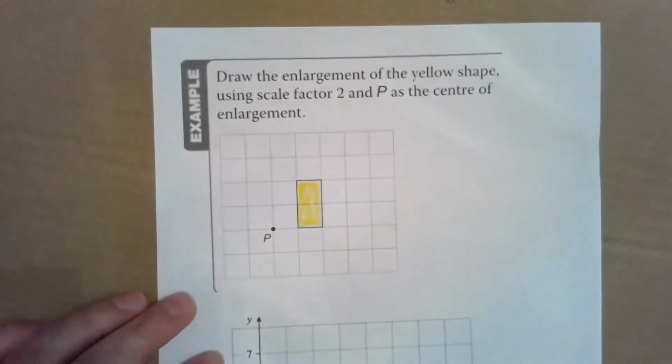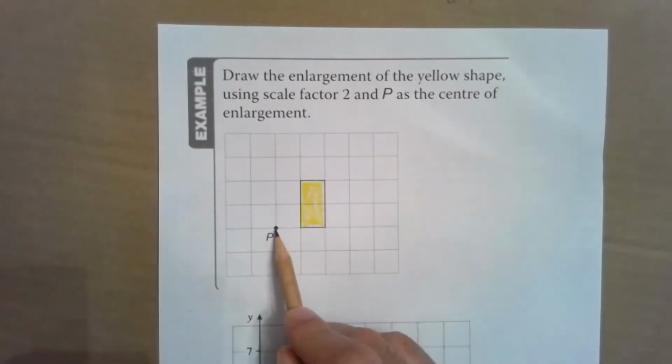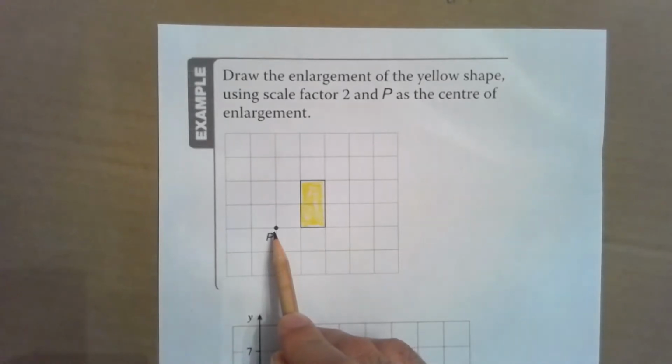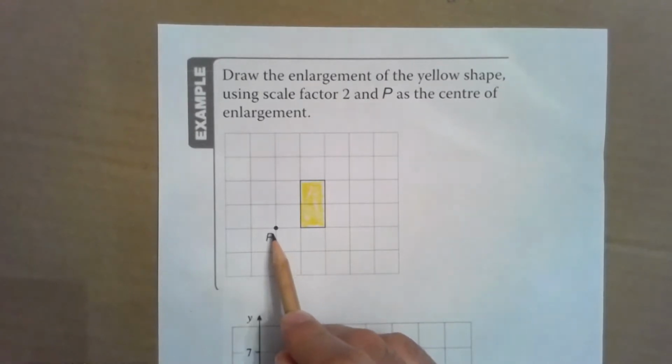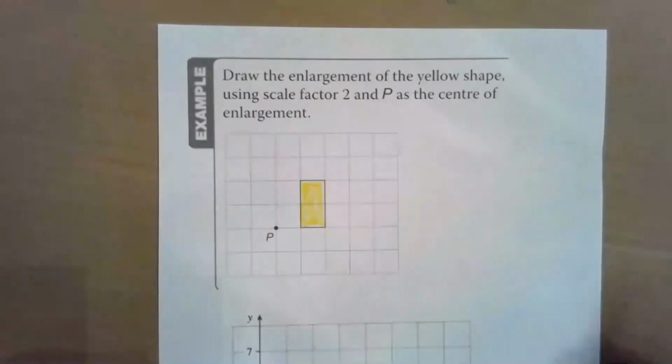Okay, so let's go through some examples. So this is from the book. You're told you've got a point P. Now the point P is what we refer to as the center of enlargement, and this keeps the enlarged shape fixed at a certain place. Scale factor 2 means make the lengths twice the size. So we've got a 1 by 2 rectangle, twice the size, we're going to get a 2 by 4 rectangle.